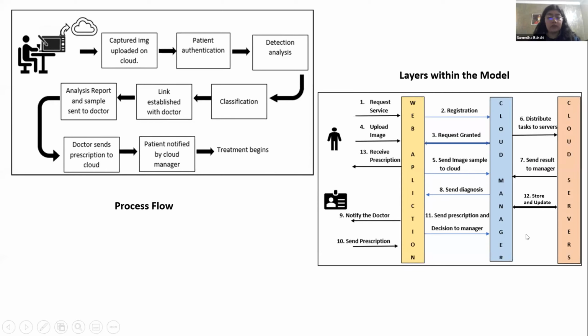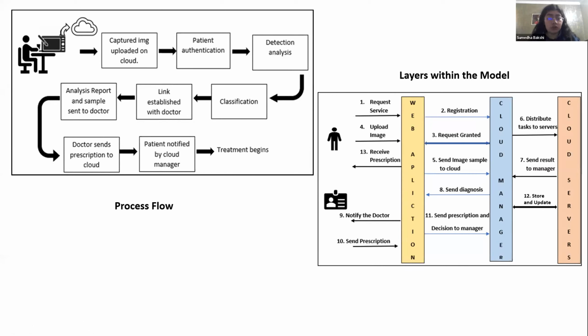It is stored in the database, and the analysis is performed on the cloud servers. The CNN model which we have provided there is going to classify whether it's a benign form of cancer or a malignant form of cancer. That report will be sent to the doctor after establishing a link with them. The doctor is going to check and see whether the analysis that has been performed is actually correct or not. And after that, they'll send a prescription.